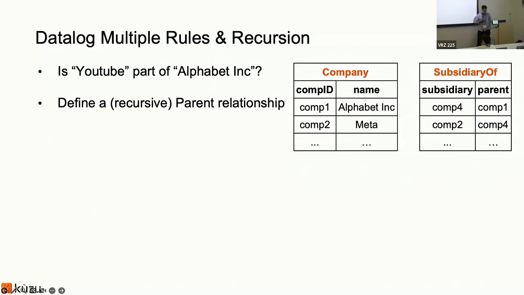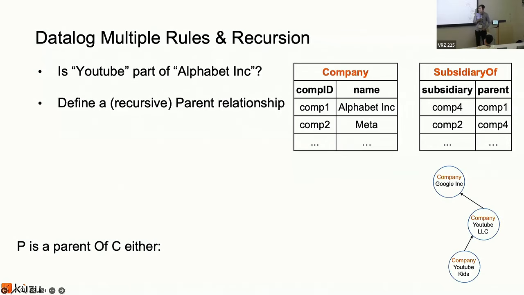So here is how you would do this by defining a parent relationship, a recursive parent relationship in Datalog. So intuitively, logically, you know, a particular company P is a parent of C.